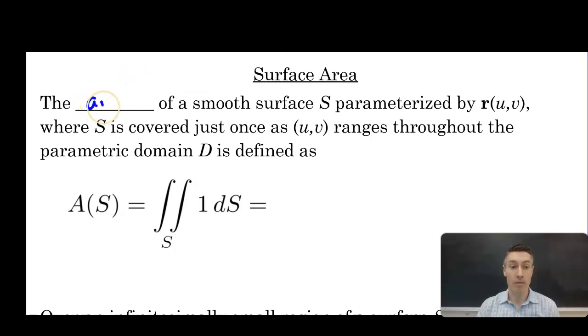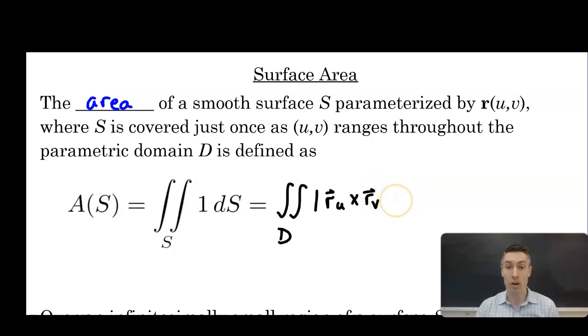So the area of a smooth surface S parameterized by r of u, v, where S is covered just once as u and v range throughout the parametric domain D, is defined as A of S, the area of the surface, which is equal to the double integral over the surface S of 1 dS, which is equal to the double integral over the domain D of the magnitude of the cross product of the partial of r with respect to u crossed with the partial of r with respect to v, integrating over the area defined by that domain. So this is how we're going to compute surface area.